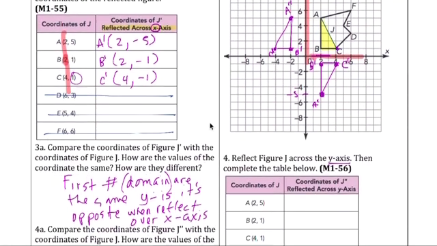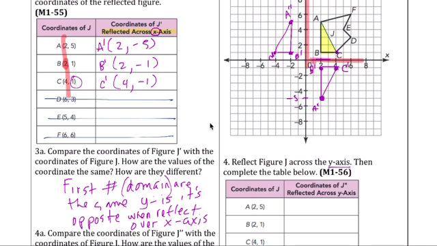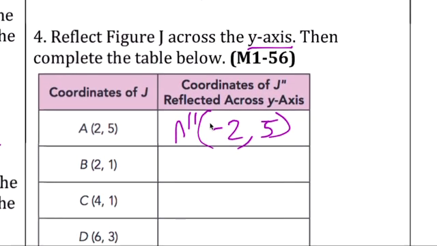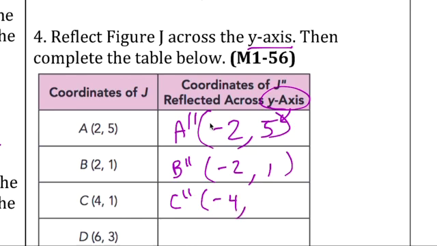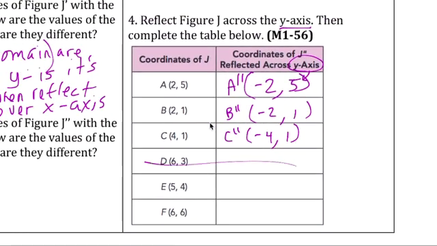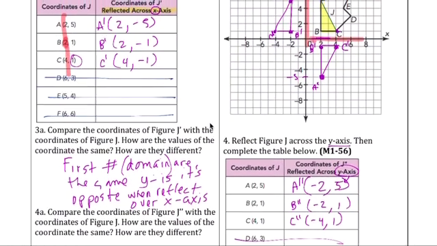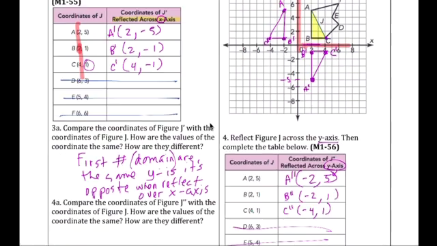Okay, so the ordered pair then, let's try A. A double prime is -2, 5. Notice when you're doing over the y-axis, the y is the same, the x is its opposite. So B double prime then is -2, 1. C double prime is -4, 1. And that's all you have to do. Check and make sure. Yep, it's 2, 1. -2, 5, -2, 1. Yeah, that's correct.